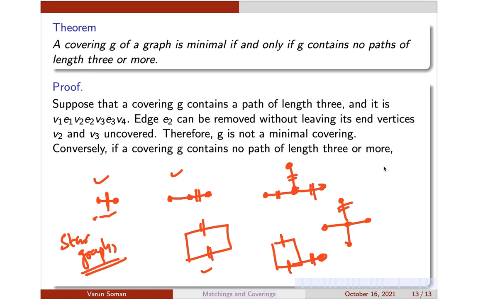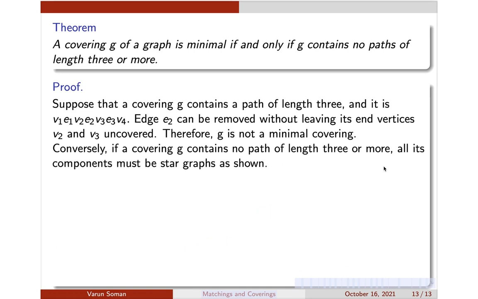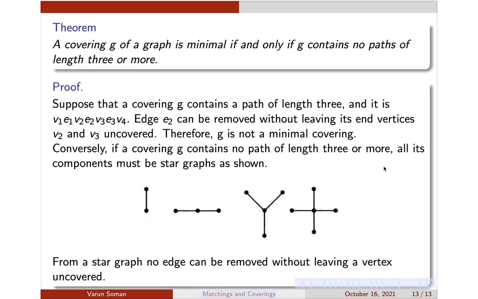So if my collection of edges does not contain a path of length 3 or more, then it will be a minimal covering. No edges can be removed without leaving some vertex unguarded. That means it should be a minimal covering. Okay, so that's it. I hope it is clear. So this is matchings and coverings.